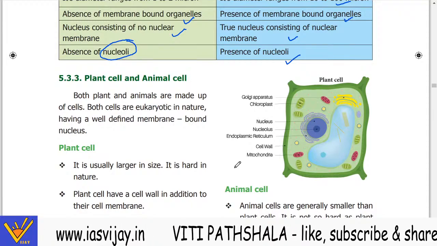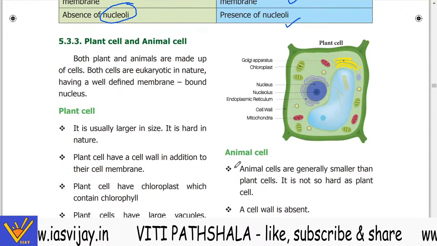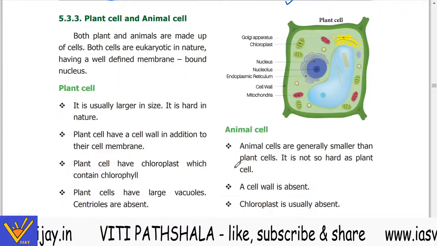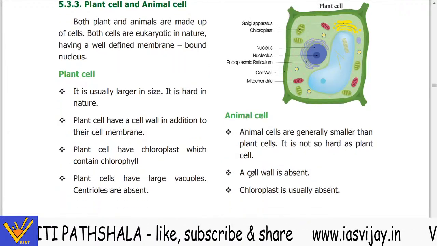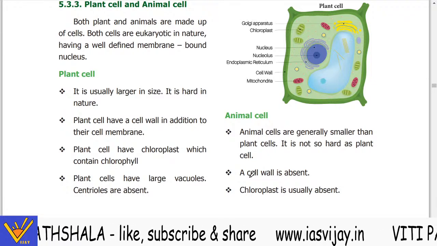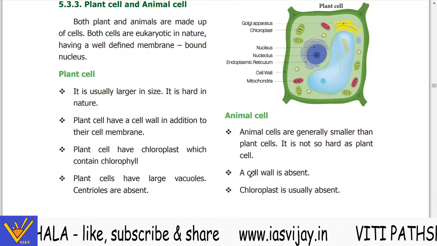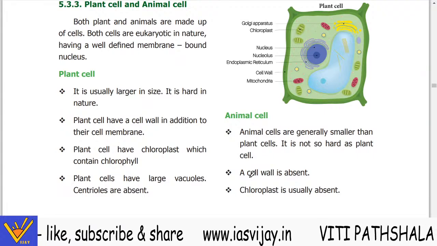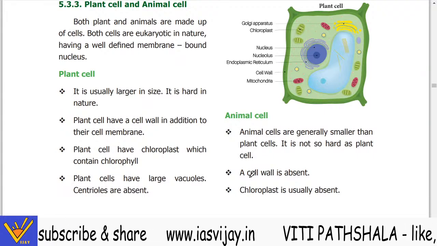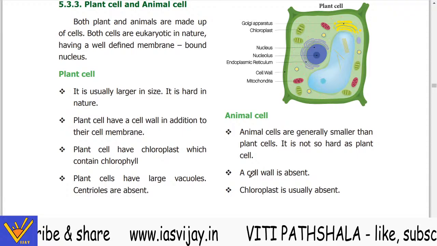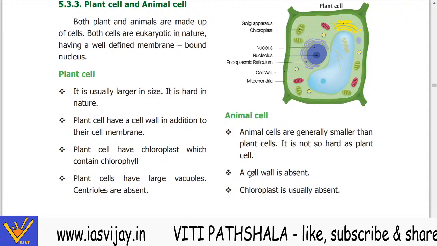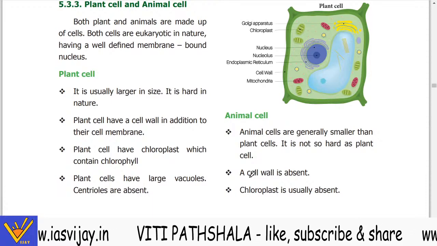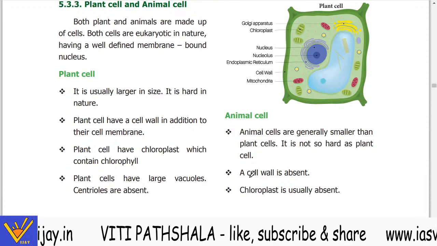Now this was about the prokaryotic and the eukaryotic. Now we will be moving further, and we will be studying about the plant cell and the animal cell. Both the plant and the animal cell are made up of cells. Both cells are eukaryotic in nature, that means they have a well defined membrane bound nucleus. So in these you will see a well defined nucleus.